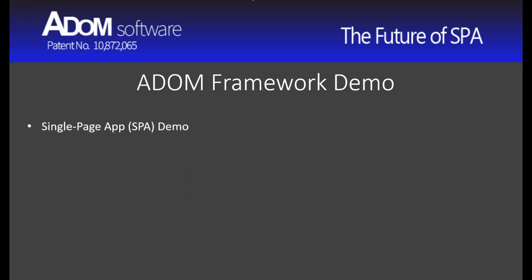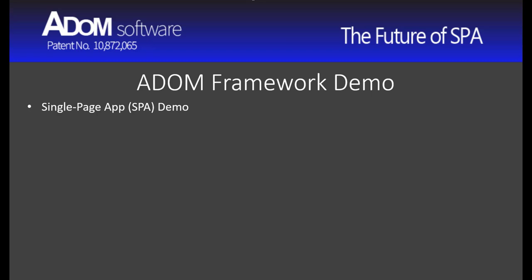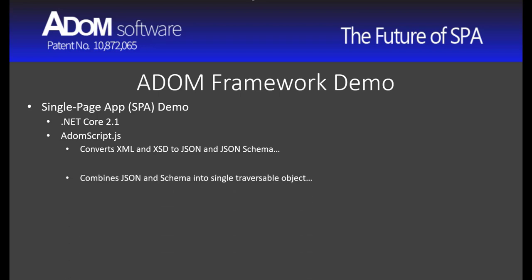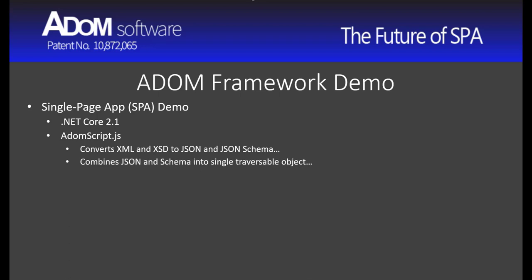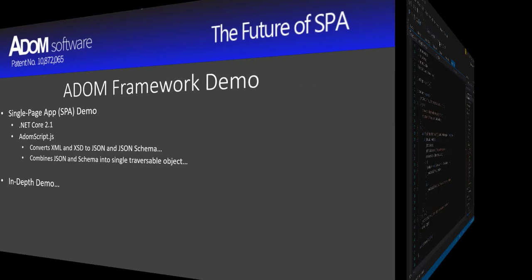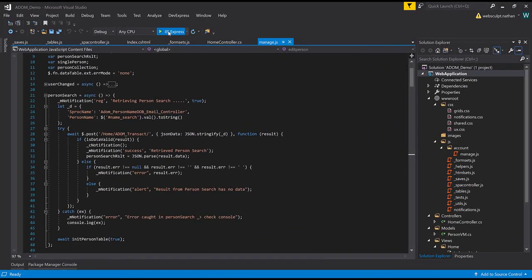Single page app demo. The demo is written in .NET Core 2.1. It's a web application using the Adomscript.js library, which converts XML and XSD to JSON and JSON schema, and combines JSON and schema into a single traversable object. The Adomscript.js approach moves most of the development process into JSON objects.